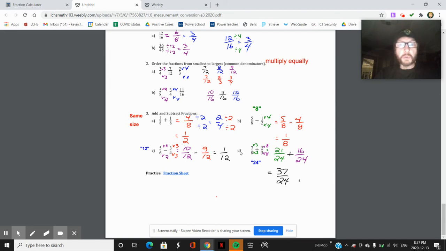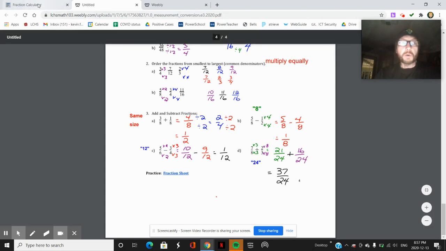If I go through D, I'm looking for size 24. So 8 times 3 is 24. 7 times 3 is 21. 3 times 8 is 24. 2 times 8 is 16. So my 7/8 is 21 over 24. My 2/3 is 16 over 24. When I do that question, I get 37 over 24. And I'm okay with leaving it as an improper fraction, as we call it.